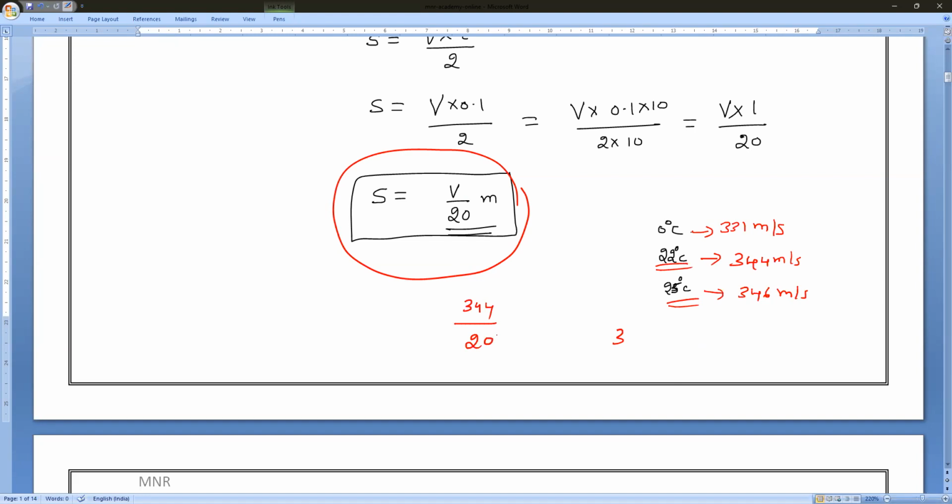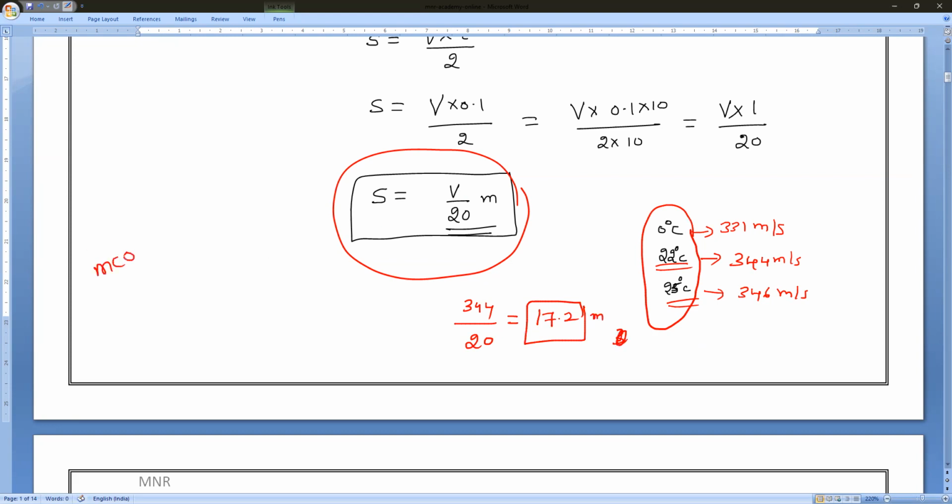Sir, in which case do we need to take it as 340 meter per second? 340 is the general, overall average. If they didn't give any temperature, you can take it as 340. See now, 344 divided by 20 is equal to how much? 17.2 meters. Directly you got it. Do you all understand, everyone?